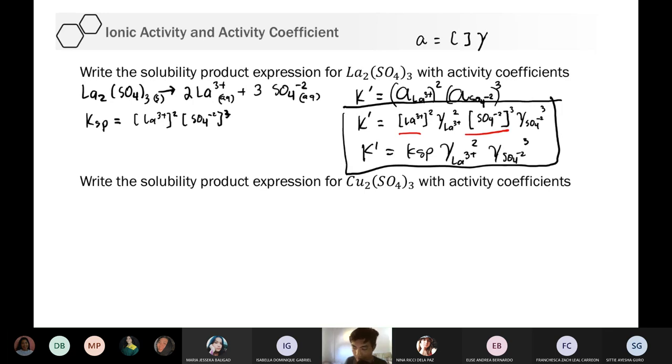Okay, so let's check your solutions. So first, nagagawin nyo, you write the dissociation reaction for your salt, no? So sulat natin copper 2 SO4 3, solid yan. So ipapattern nyo lang talaga sa ginawa natin. Yung ginawa ko kanina. Kung paano ko sinulat, ganun mo rin susulat to.